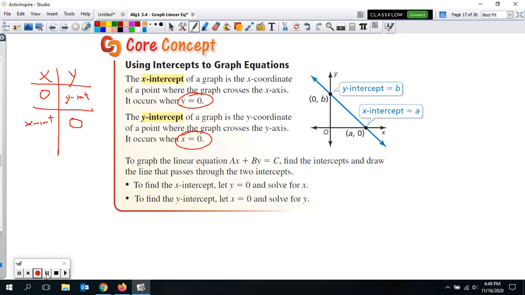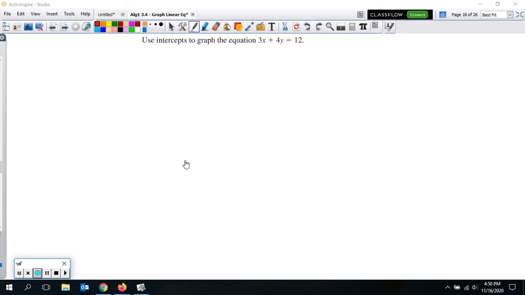All right, let's try a couple now. Okay, here's another one. You do not need to do this one. We'll just look at this. We're going to do a couple that are just like it. It says use the intercepts to graph this equation. So here's your standard form equation: there's your ax, your by, equal to c, and a, b, and c are all numbers. So the first thing we need to do is find the intercepts.